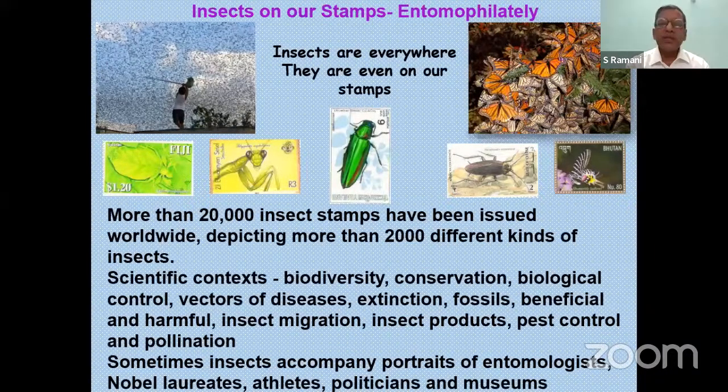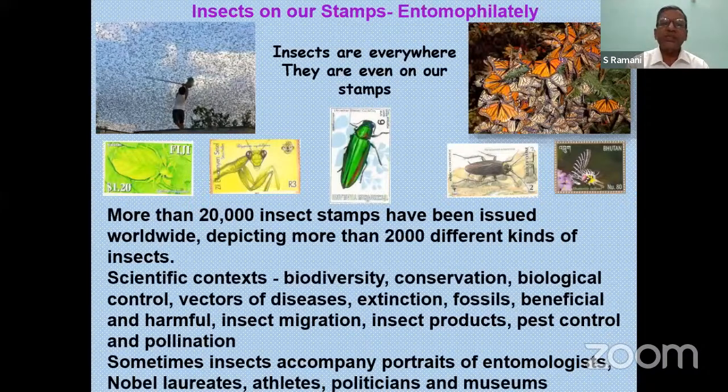If you look at the number of stamps that have been produced with insects featured on them, there are more than 20,000 insect stamps that have been issued. And in these stamps, more than 2,000 different kinds of insects have been depicted. If you look at these insect stamps, as you can see from some of the samples that I've shown here, insects themselves have been featured, where the characteristics of the insect can be seen. Various other aspects about the insect can also be seen. So that way, stamps have featured insects in their own right.